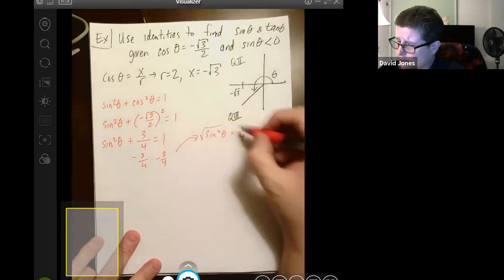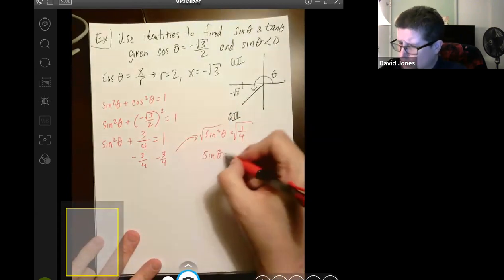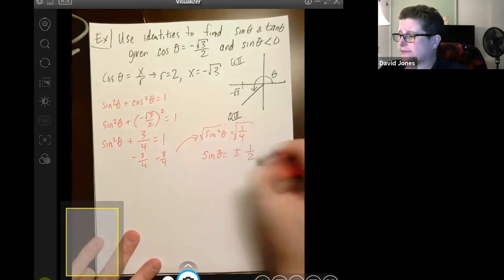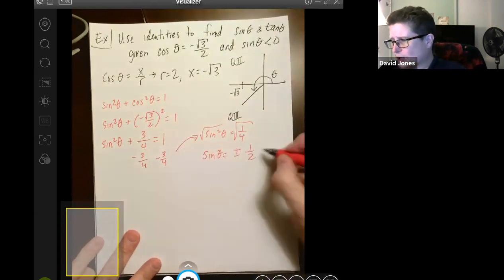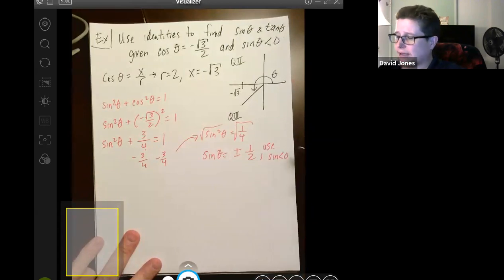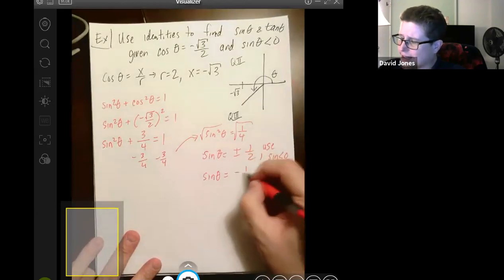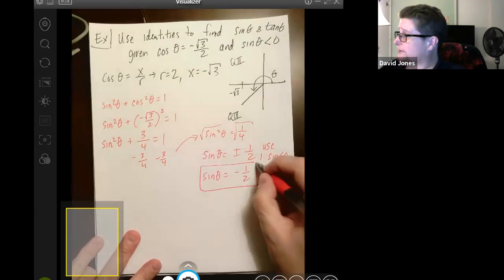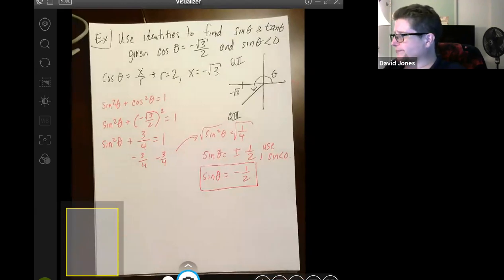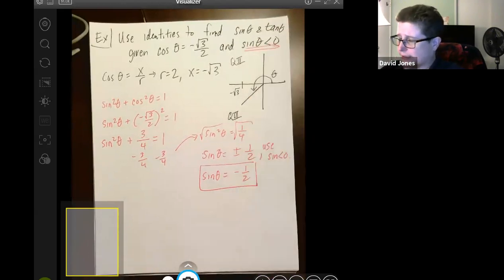We take the square root. Sine theta equals plus or minus 1/2. And now use sine theta less than 0 to help narrow it down. Sine theta is less than 0. It means it's the negative one. Sine theta is negative 1/2. So that was an important piece of information.